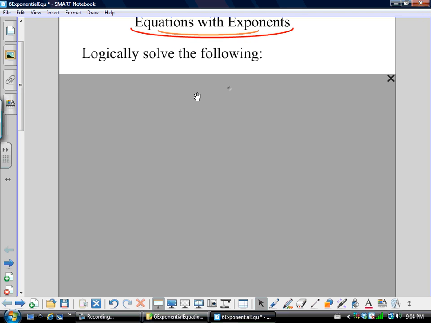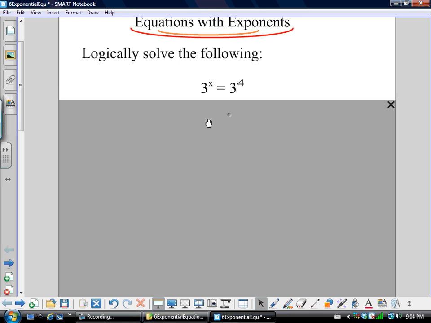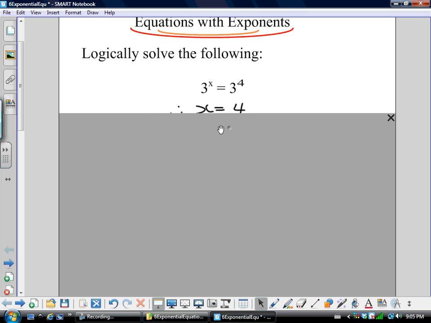So if we look at it logically, if we had to solve the following, if we had 3 to the power of x equals 3 to the power of 4, and I asked you, what does x equal? Most of you would say automatically that x has to equal 4. And I would say to you, well, how do you know that? And you would say, well, just look at it. It has to be. And you're right, because logically it follows.